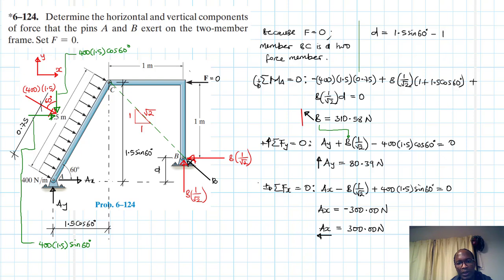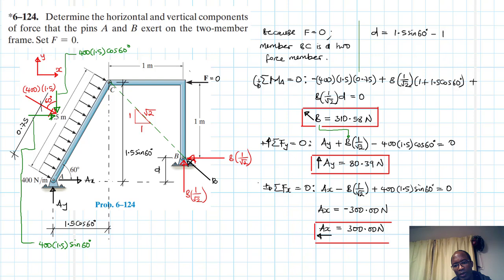We have found B. Like we said, that member BC becomes a two-force member because that force is not there. If that force F had a value which is not 0, then that could have ceased to be a two-force member. So right now it is a two-force member, which makes the problem much simpler. So we have the reactions at A and at B.